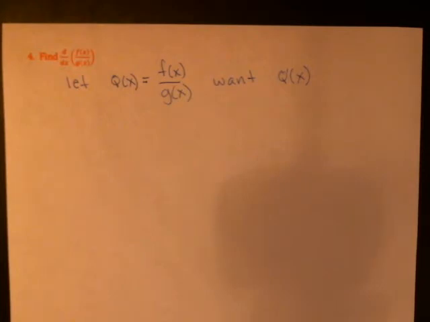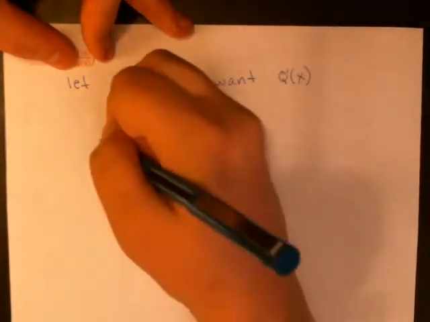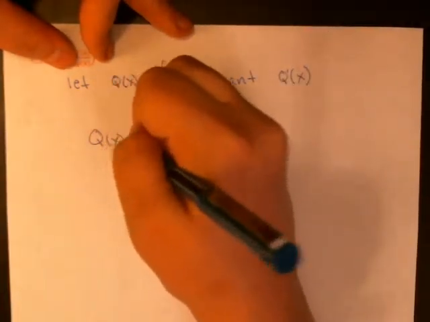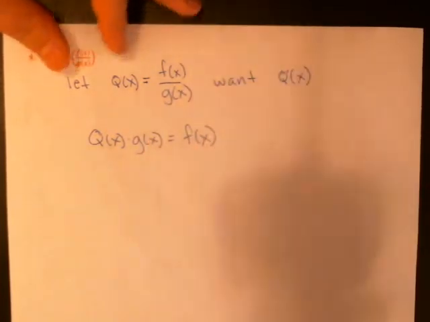Okay, so here's the deal. Anytime you have a quotient, you can always rewrite it as a product. So technically, you don't even need to memorize the quotient rule, but I find that it's easy enough just to have this one on hand as well. So here, if I want to rewrite it as a product, I'm going to multiply both sides by g. So I'll have q of x times g of x is equal to f of x.